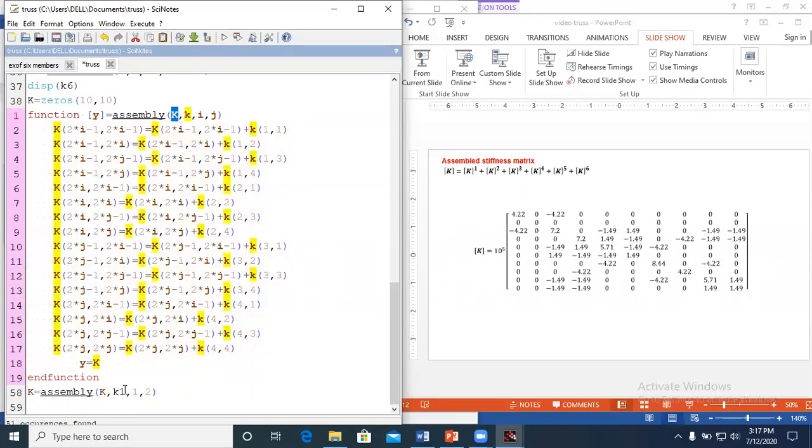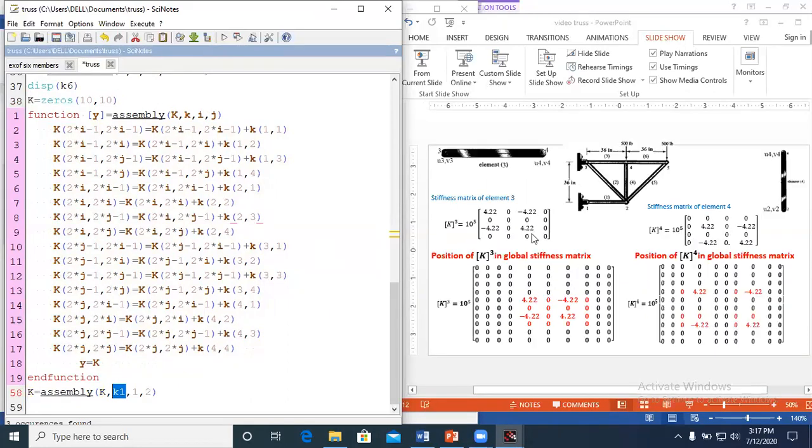The second argument is small k. For small k we are assigning the stiffness matrix of element number 1 which we have calculated. And we are transferring 1 for i and 2 for j. Now how it is going to add, I will show you that in your first stiffness matrix.